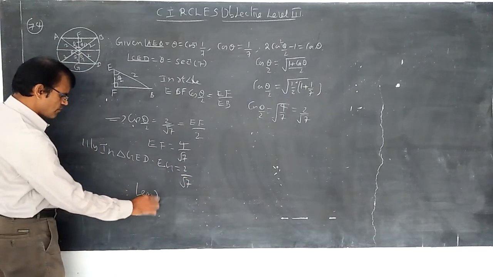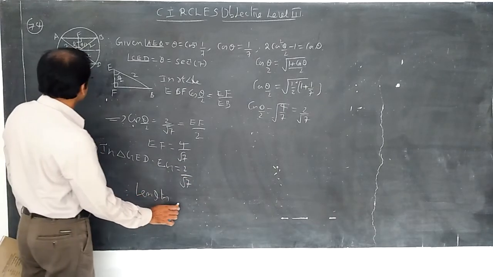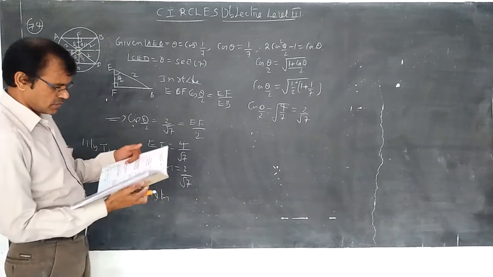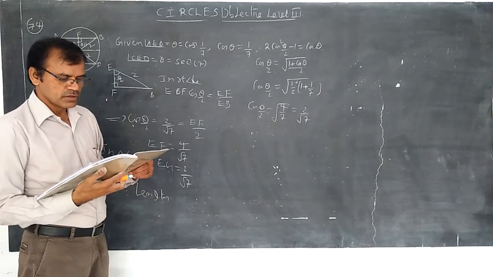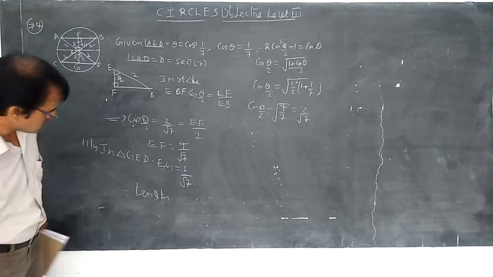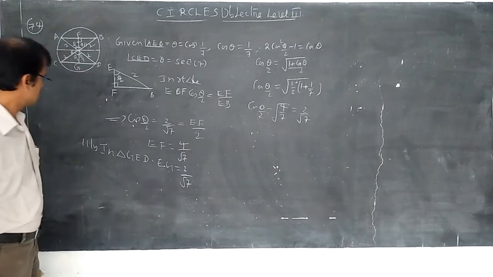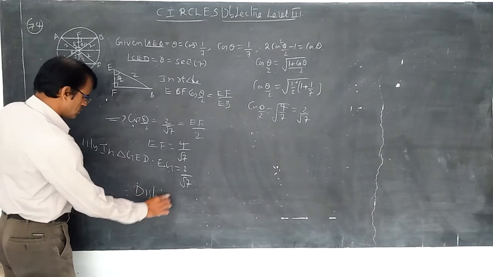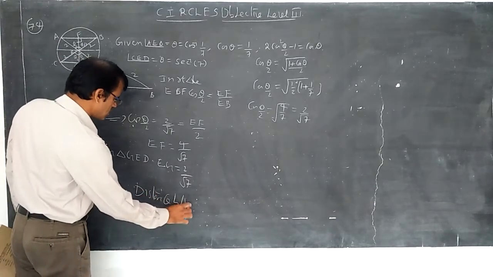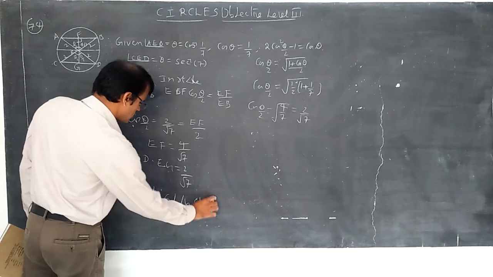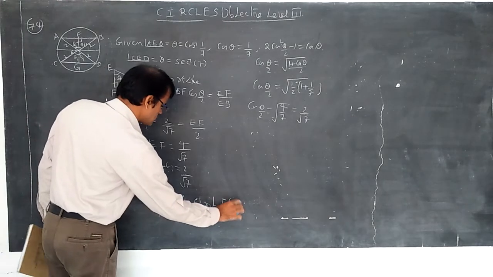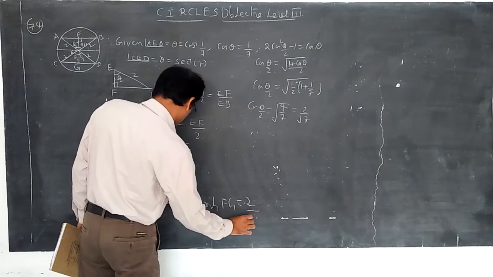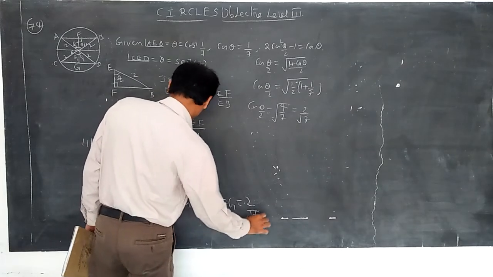He is asking for the distance between the chords, not the length of the chord. The distance between the chords, FG, is equal to 2 by root 7 plus 2 by root 7.